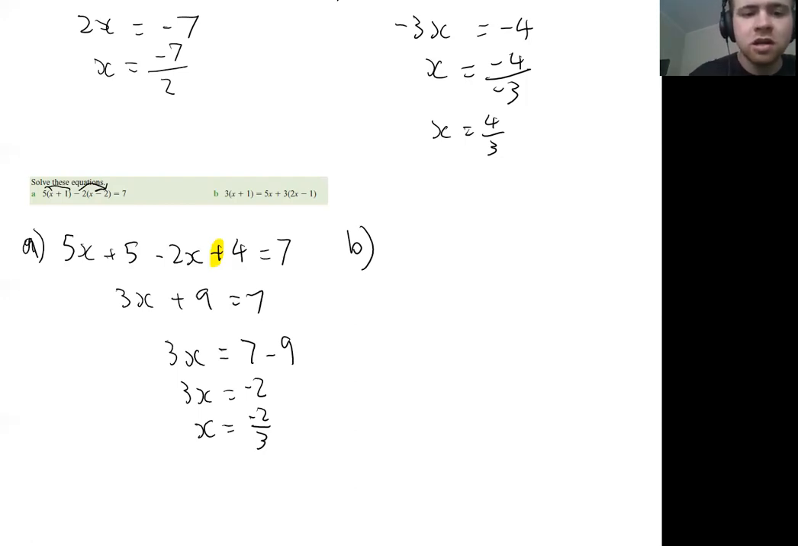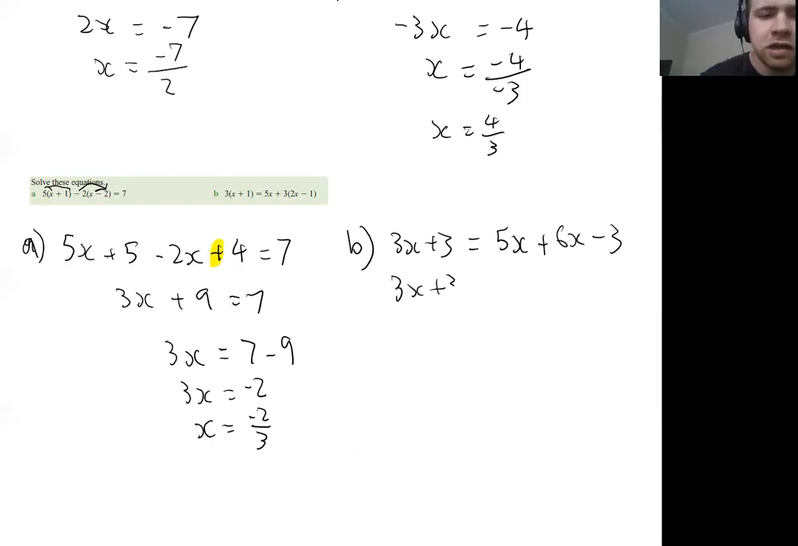We're going to expand the first one, so it becomes 3x plus 3, equals, and then leave the 5x there, and then expand. 3 times 2x is 6x, 3 times minus 1 is minus 3. Collect the like terms on the right, leaving the left as it is, it becomes 11x minus 3. And now we're going to rearrange.